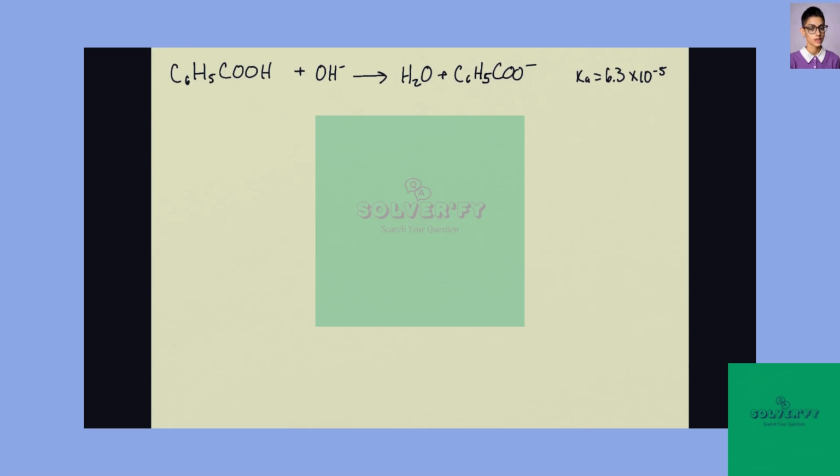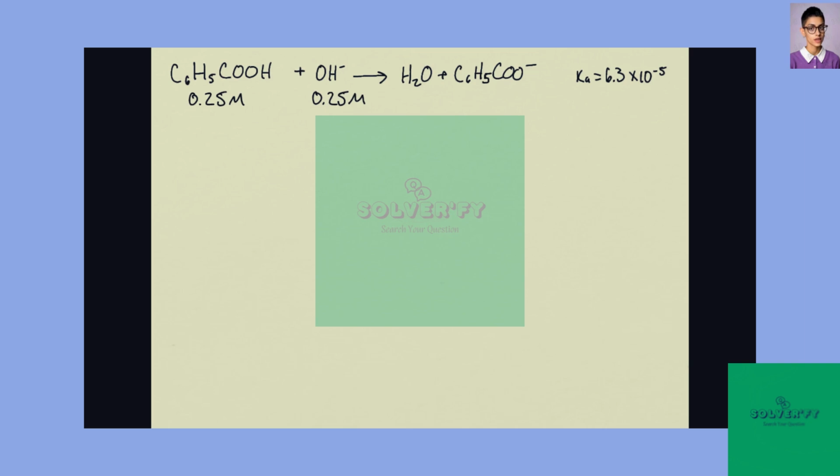We're looking for an indicator for the titration of 0.25 molar C6H5COOH with 0.25 molar KOH, which also means just 0.25 molar of OH minus. And C6H5COOH has a Ka value of 6.3 times 10 to the negative fifth. In order to know what indicator we're going to use for this titration, we're going to want to know the pH of this solution at the equivalence point.